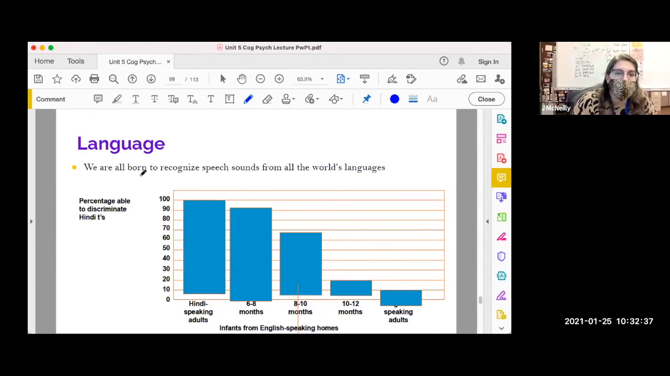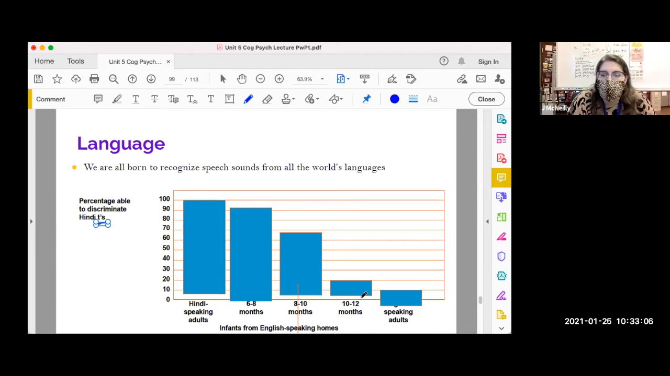Okay, so like the ability to distinguish between Hindi T sounds, Hindi speaking adults and infants, okay, that have been exposed to it very early in life, even later in life when they're grown up, are going to be able to hear tones and different sounds that other native English speakers wouldn't. But you'll see that this steadily declines as the child gets older, even by a matter of months. So 8 months versus 10 months versus 12 months.